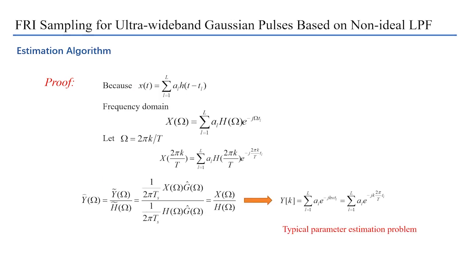Because SD is a linear combination of different delay parameters and amplitude parameters of HD, there is a certain relationship between them in the frequency domain. Dividing the frequency of the samples can eliminate the non-ideal effects caused by non-ideal filters, and simplify them into a typical parameter estimation problem. We can solve it by the annihilation filter algorithm.